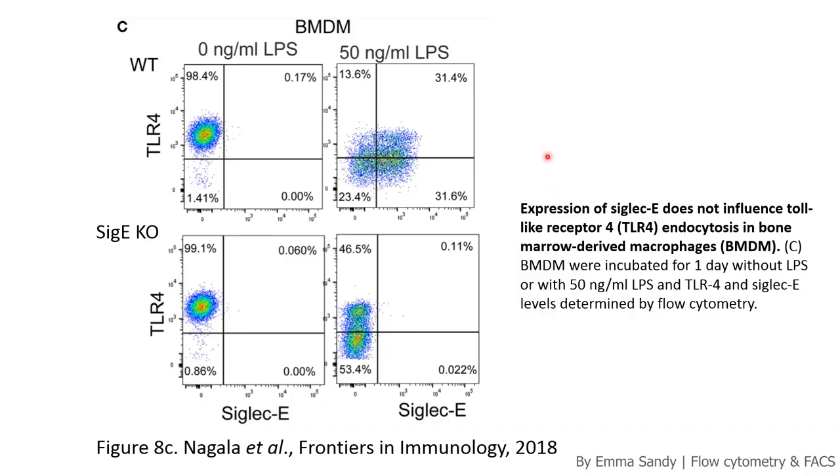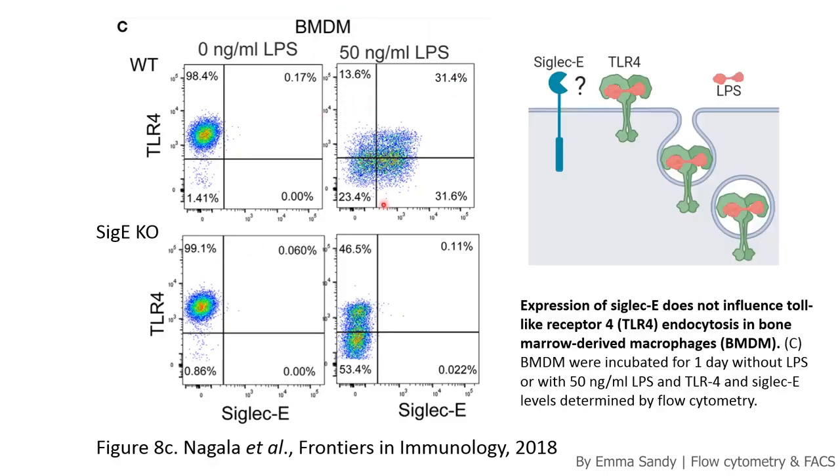Panels like these are common in immunology papers. This data is looking at macrophages, wild type or knockout for an immune modulatory receptor, which is Siglec-E. You can see on the left that the cells are untreated. Then the cells are treated with LPS and this population shifts down, which shows that TLR4 is being internalised or endocytosed. Although the knockout cells do not show Siglec-E expression, they're sitting here, they do still endocytose TLR4.